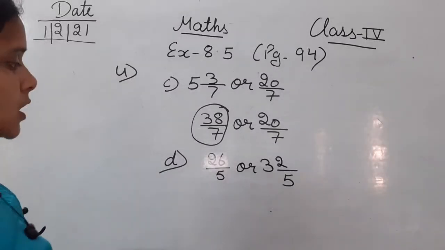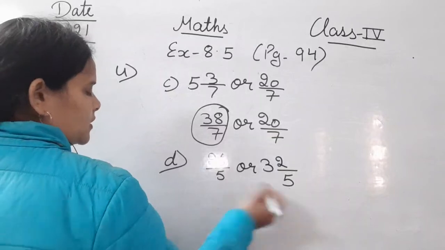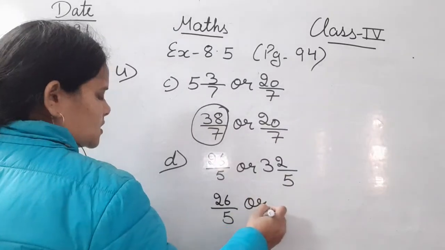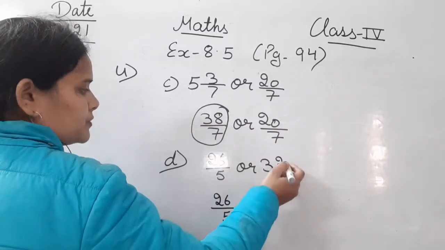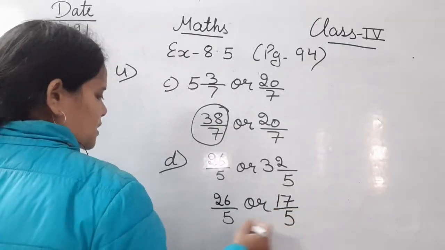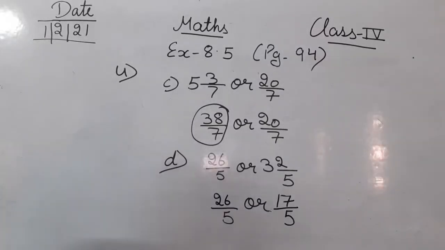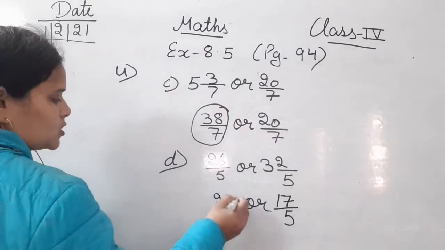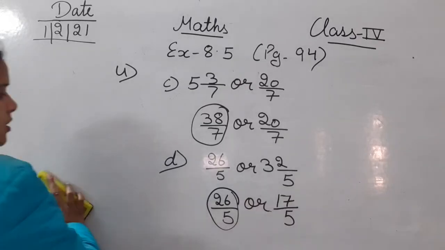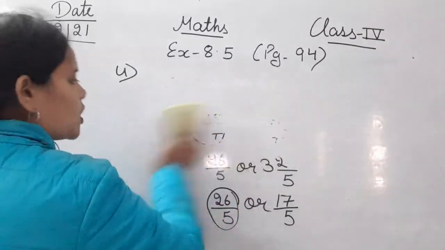So again, first we will convert into an improper fraction. 26/5 is already an improper fraction. This is 3 5s are 15, 15 plus 2, 17. The denominator will be 5. So in these two, which one is greater? Is 26/5 greater or 17/5 greater? That is 26/5 is greater. So we will circle 26/5.